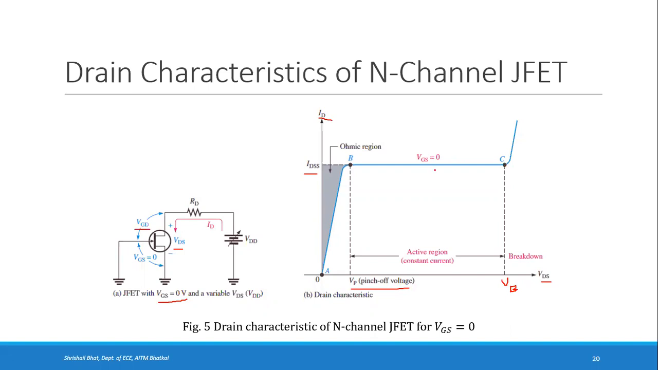Now what happens if you increase the VGS? This is for one value of VGS, so we have to give another value of VGS. Say you give VGS as -1 volts. Then the current will become constant at an earlier value, because there is another reverse bias, and thereby the depletion region will increase furthermore. So VGS controls the drain current.